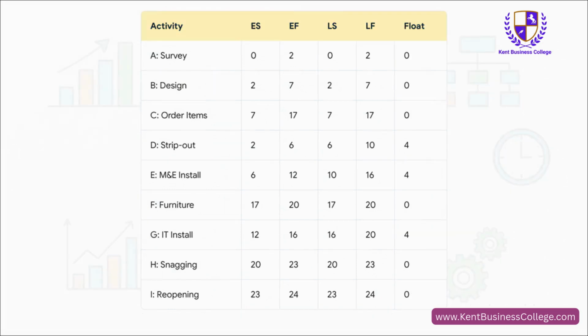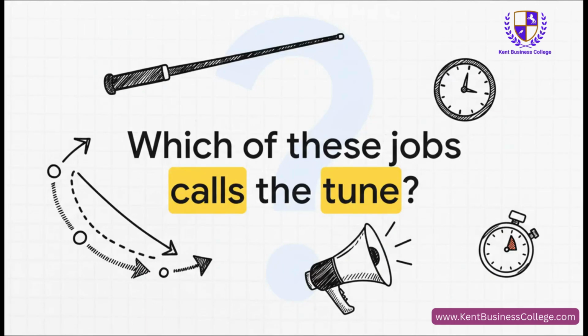And now, for the moment of truth. Let's find the float. We just subtract the early start from the late start for every single task. And look what we found. Tasks D, E, and G, they've got a lovely 4 days of wiggle room. But the rest of them, not a sausage. They have got 0 float. Absolutely none.